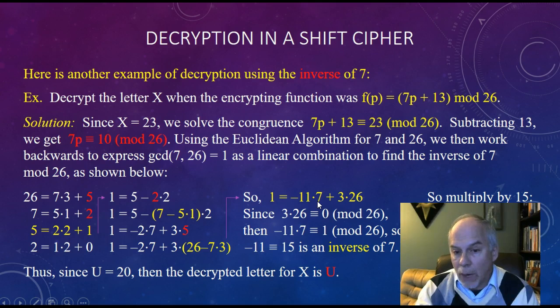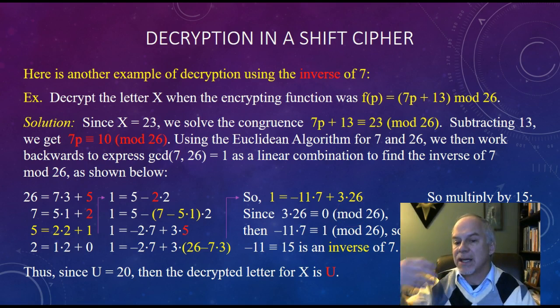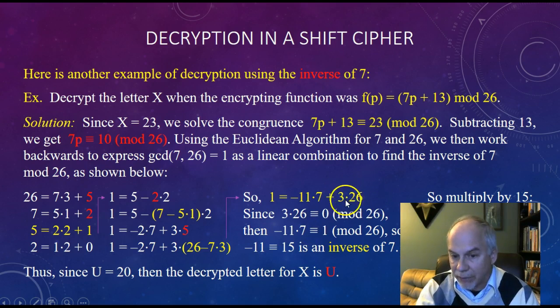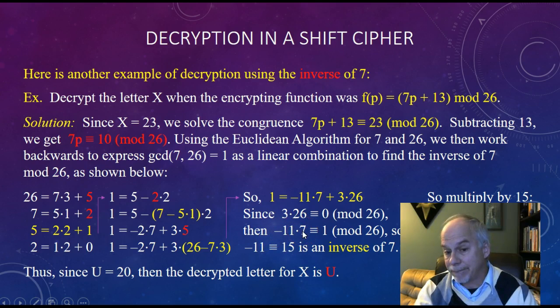So why did we do all that? Well, the 3 times 26 is congruent to 0, because in mod 26, any multiple of 26 is congruent to 0. So 3 times 26 is congruent to 0, so I can basically get rid of the 3 times the 26 and just replace it with 0. And so I get that negative 11 times 7 is congruent to 1. All right, so that means that negative 11 must be the inverse of 7.